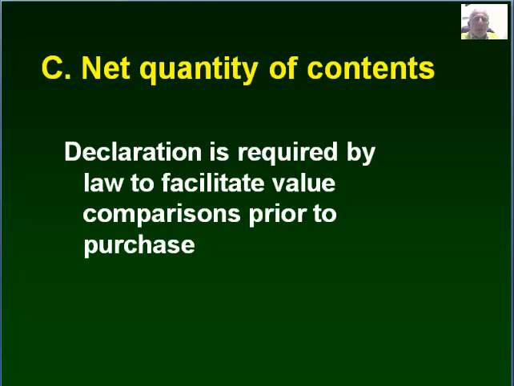Net quantity of contents. This is required by law to facilitate value comparisons prior to purchase. So if you go to 2 packages of a product that's manufactured by different manufacturers, you find the packages may look the same, but the weight, the amount in each package may be different. The price might be different also, but it allows you to actually compare how much you're getting per product for a certain amount, so that you can make an educated choice in which particular product you want to purchase that might be the best buy for you.